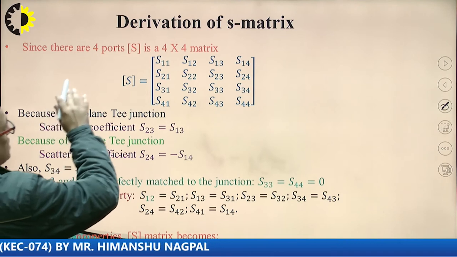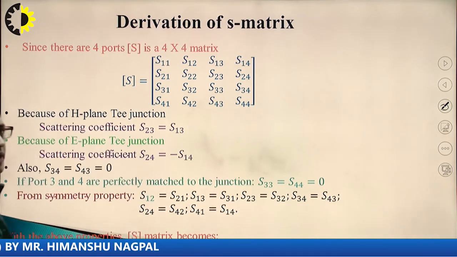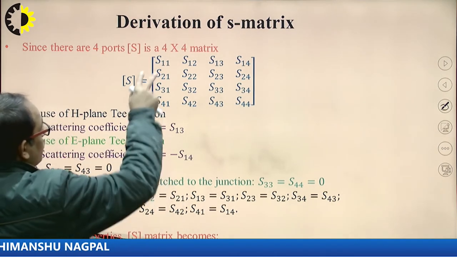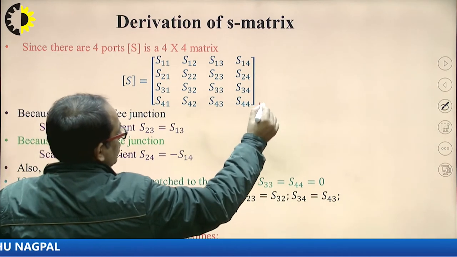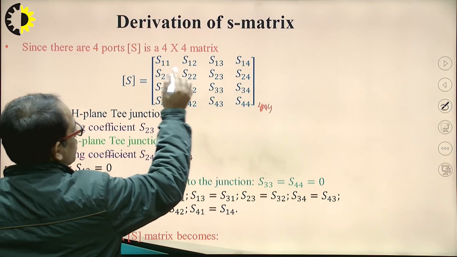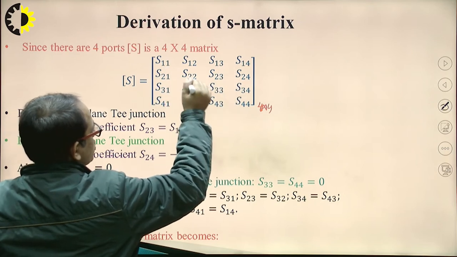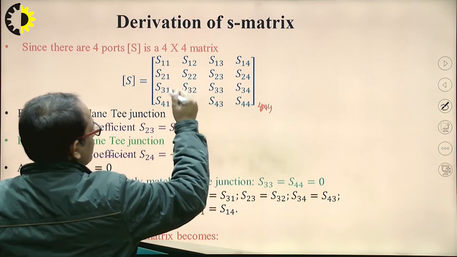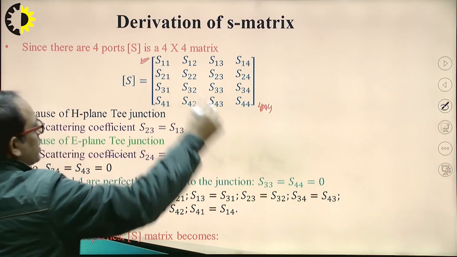Now we will determine the S matrix of the magic T. Since there are four ports, and you know that the S matrix is a square matrix, the matrix will be 4 cross 4. So the S matrix will be defined as S11, S12, S13, S14, S21, S22, S23, S24. This one is the S matrix.